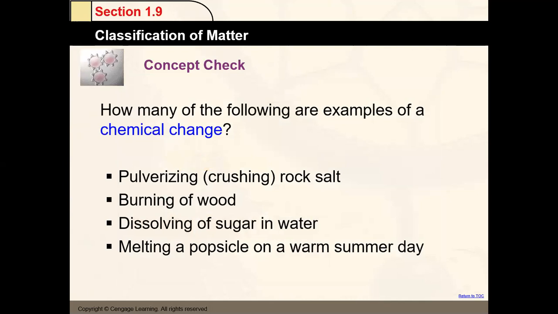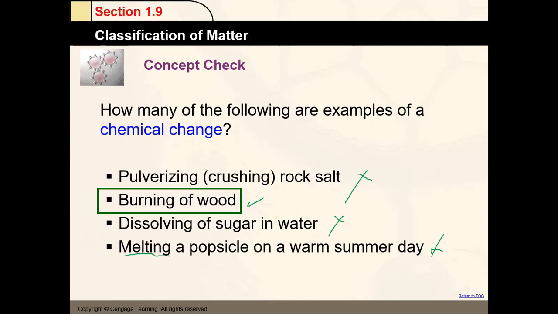Which of the following is a chemical change? Crushing rock salt. If you are crushing, no, you are just changing the state of the rock salt. So this is not a chemical change. What about burning wood? Burning, definitely, because you get ashes. Ashes is not the same thing as wood. Dissolving sugar in water, no. Because what you are doing there is just putting the sugar inside of the water. You're not burning it, you're not breaking it, you're not producing gas, you're not having a color change, you're not producing a new solid. It's not chemical. Melting a popsicle on a warm summer day. Melting anything that involves change of the state is a physical change. So no. It should be burning wood, yes.